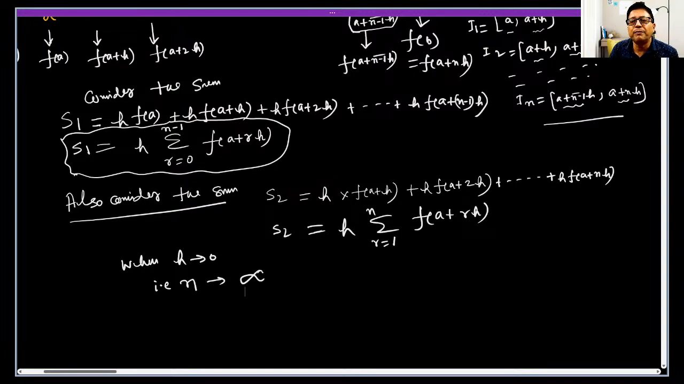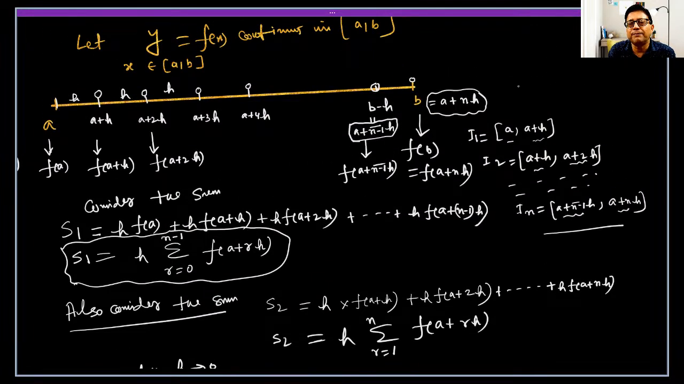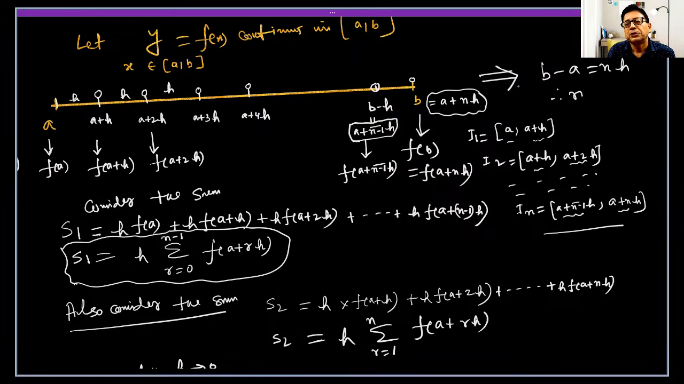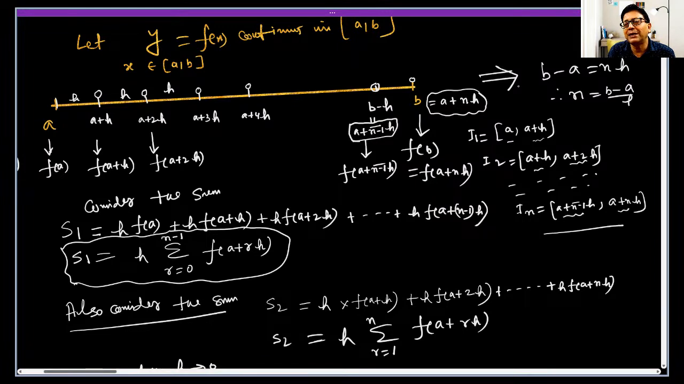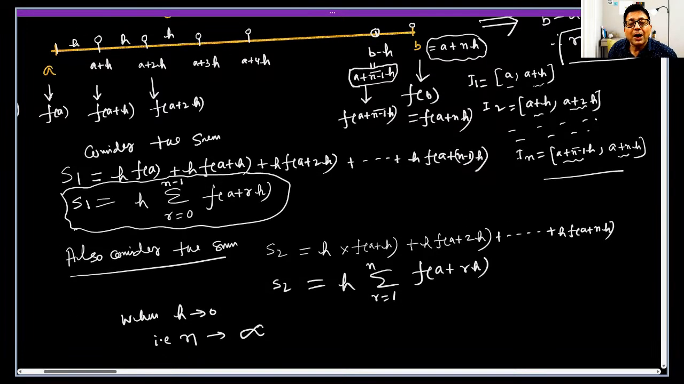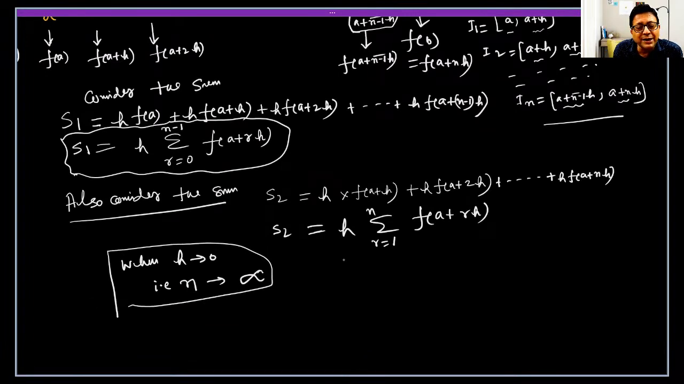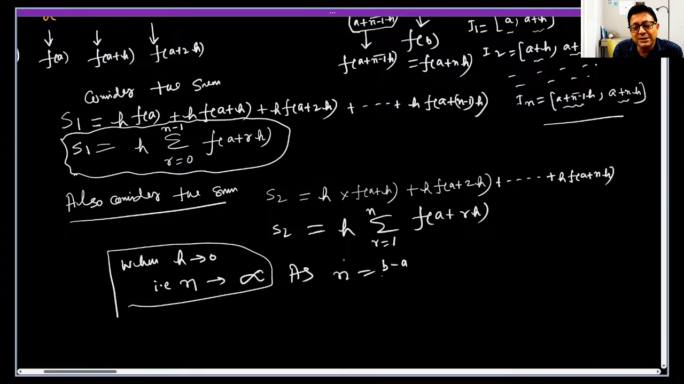And here it is quite obvious that when you consider the last point b equal to a plus nh, then what does this imply? b minus a equal to nh. So n is what? b minus a by h. When h is tending to 0, this n is tending to be infinite, isn't it? So under that condition, when h tending to 0, n is tending to infinity. Why? As n equal to b minus a by h.